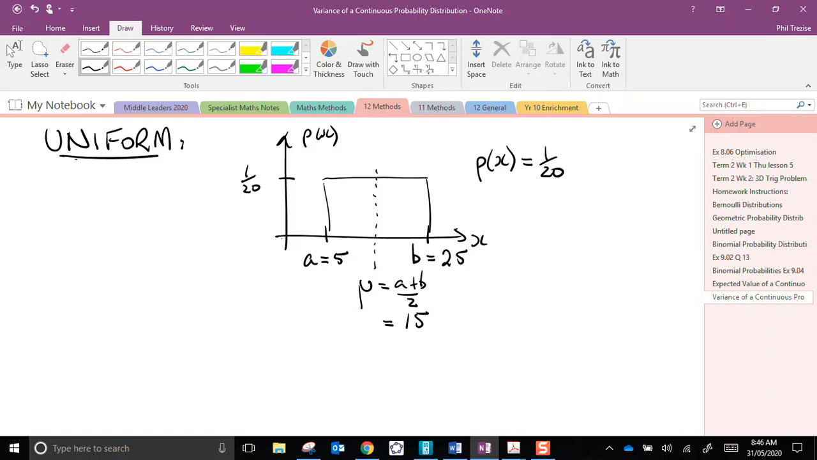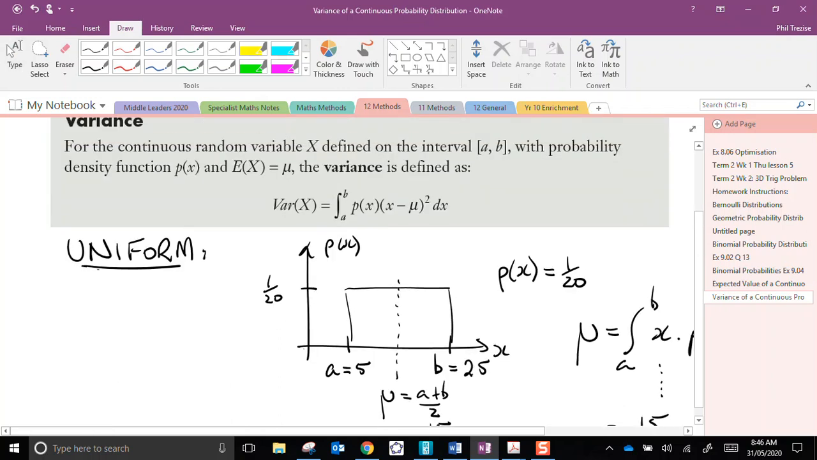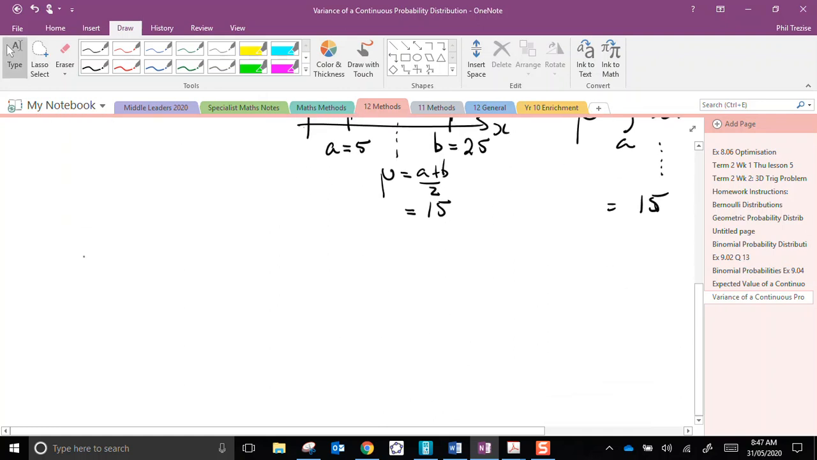If you needed to find the mean for a distribution that wasn't uniform, you would of course use the formula that we learned last time, the integral from a to b of x times p(x) dx. Now if you were to do this, you would of course with this distribution still find that the result comes to 15. So let's move on to this idea of variance, which is the main idea for today.